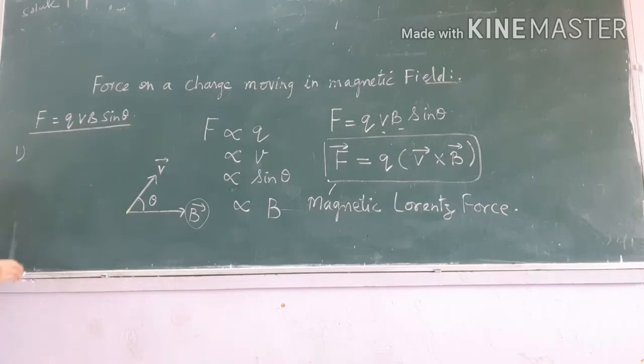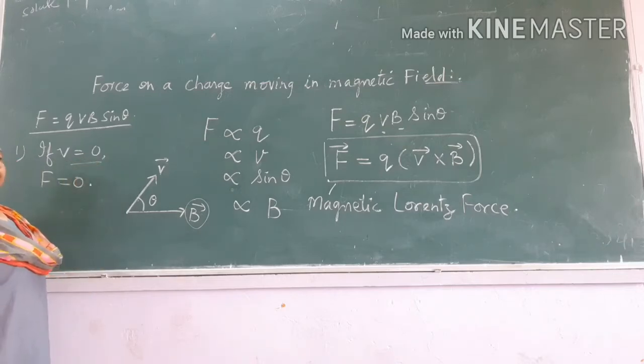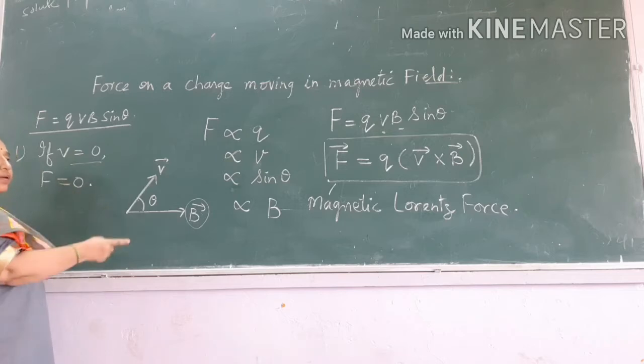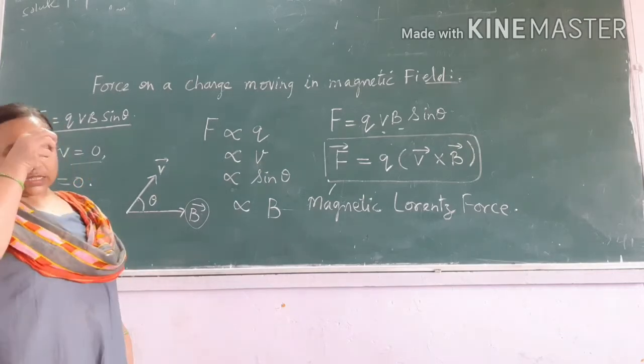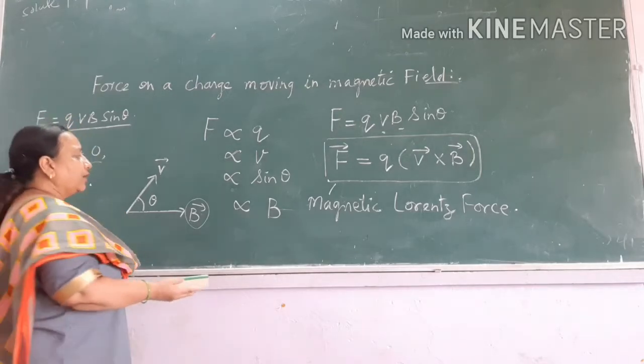First case, if v is equal to 0, then the force is also equal to 0. What does it mean? If a charge does not move in a magnetic field, it does not experience any force. Or you can say a stationary charge does not experience any force due to the magnetic field. So motion is first of all an important characteristic of the charge to enable it to experience a magnetic force.